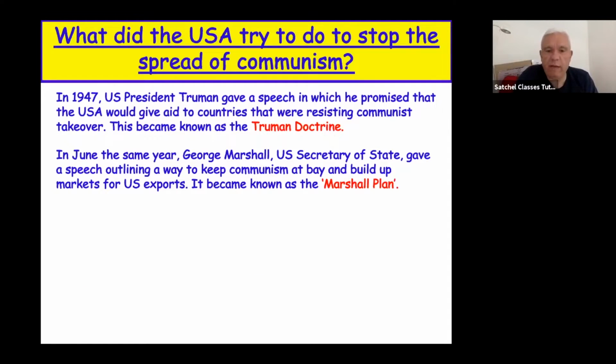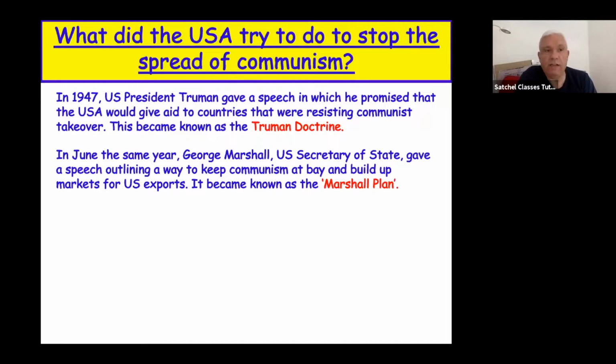In June the same year, a man called George Marshall, the US Secretary of State, gave a speech outlining ways to help keep communists at bay and build up markets for US exports. This became known as the Marshall Plan, another key term that you need when you're doing your GCSE exams. The Marshall Plan was about giving money, basically.